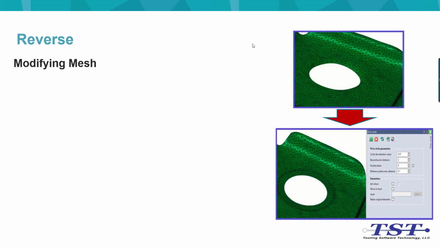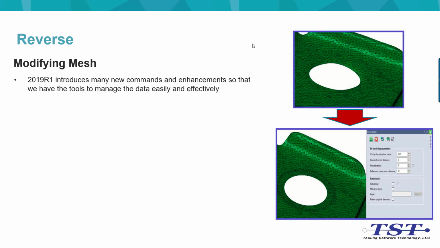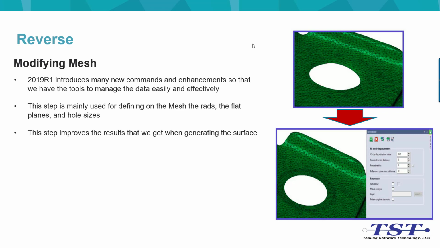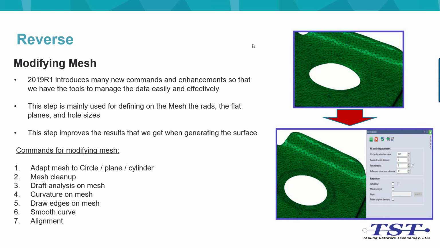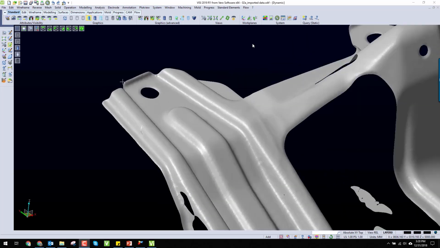So within the mesh area, we now have some ability to start modifying and manipulating that mesh. In 2019 R1, they introduced many new commands and enhancements for modifying the mesh. The steps are mainly used to define the mesh rads, flats, planar holes, and hole sizes. So this step is to improve the results of the mesh, basically for creating your surfacing. The commands include adapt mesh to circle, plane, cylinder, mesh cleanup, draft analysis on mesh, curvature on mesh, draw edges on mesh, smooth curve, and align. So we'll just go over some of those commands here real quick.